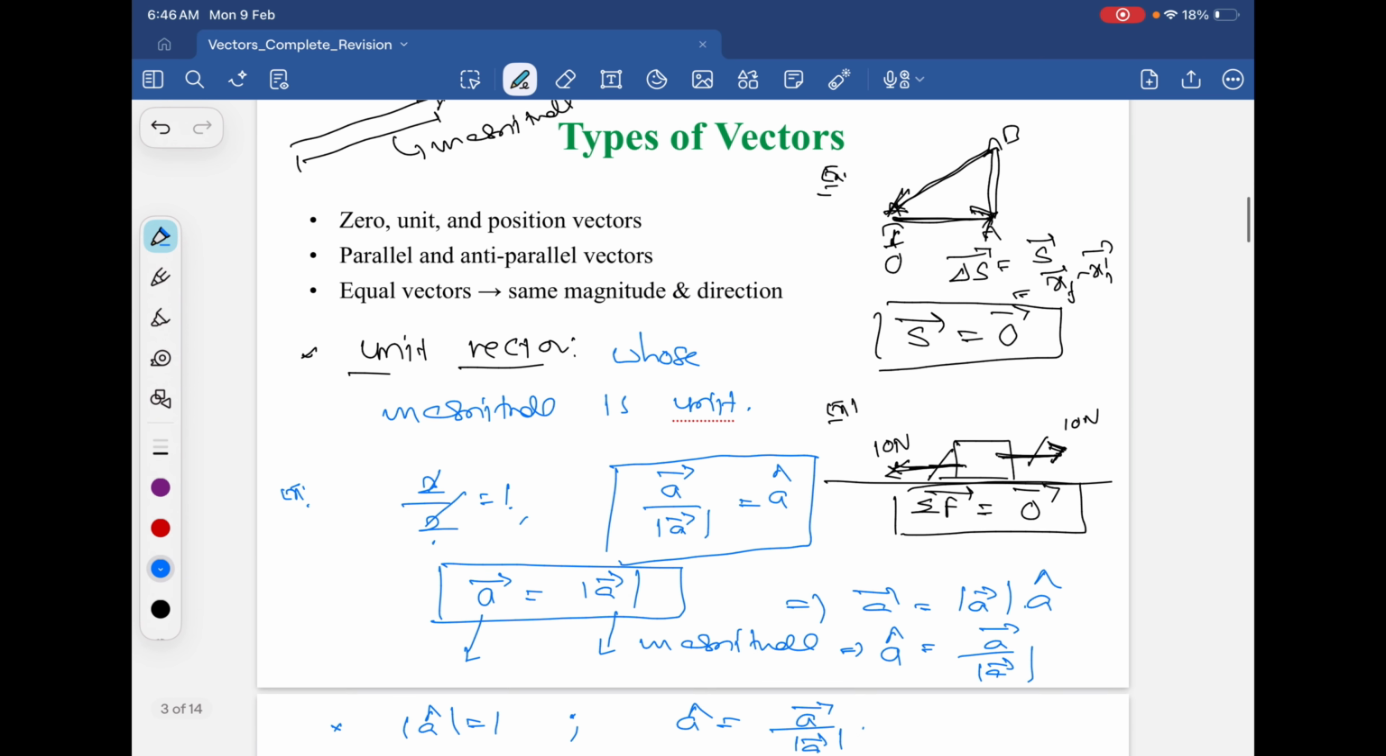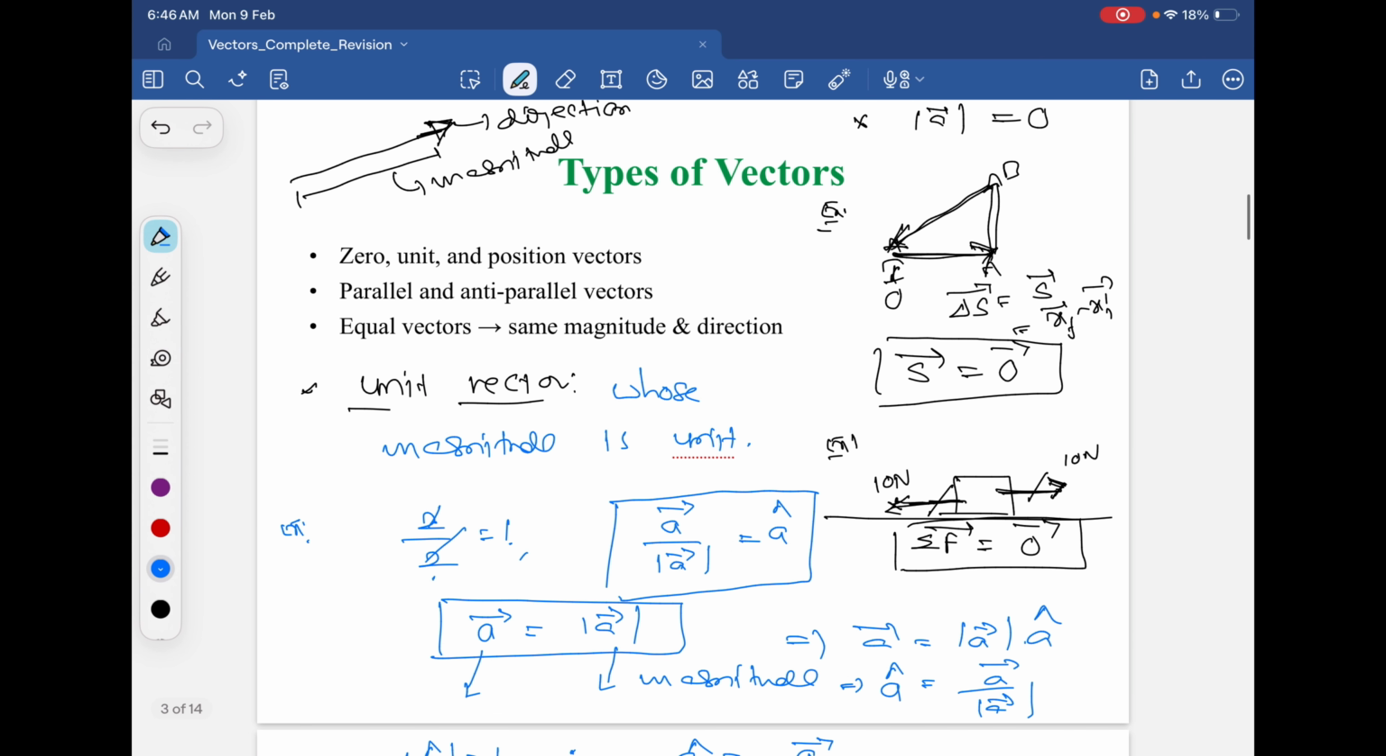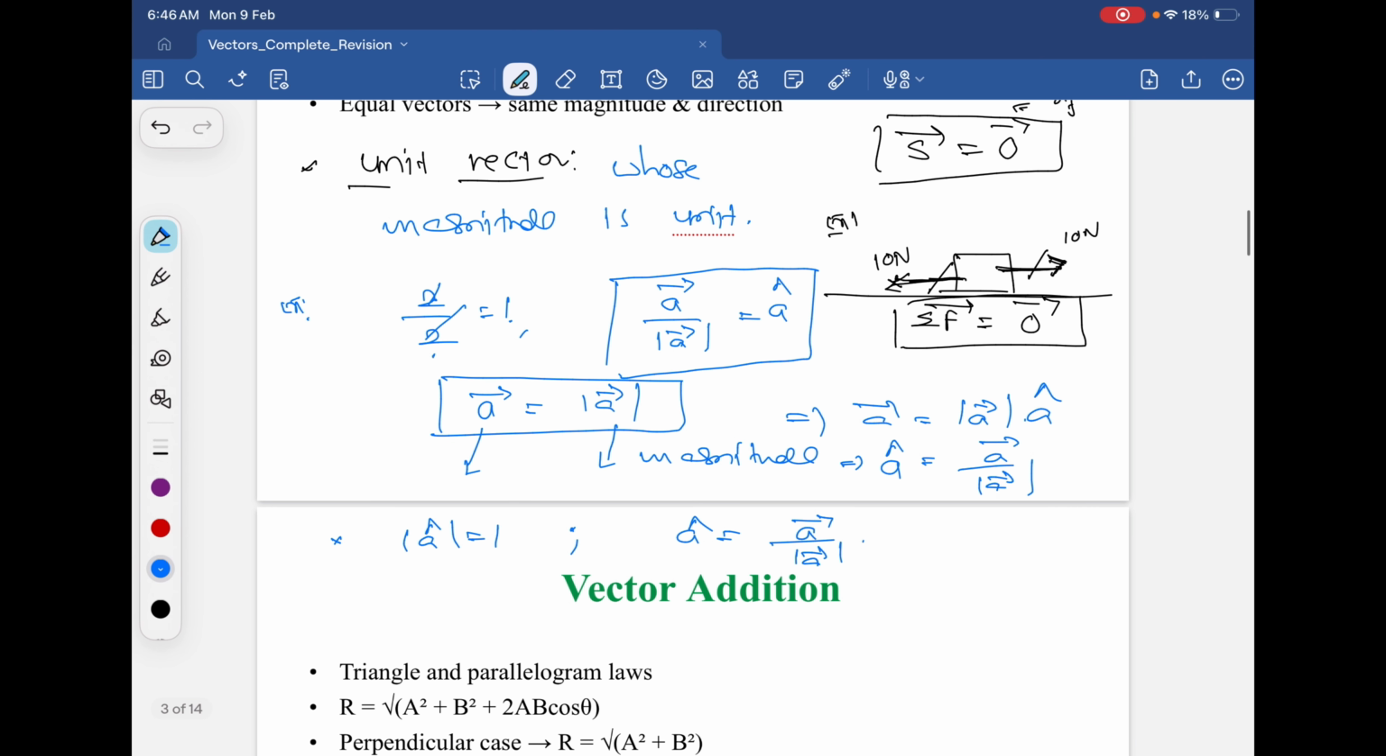This is about unit vector. And then we talk about the position vector. What is a position vector? A vector which gives the position of a particular point or a particular object in space can be called a position vector.